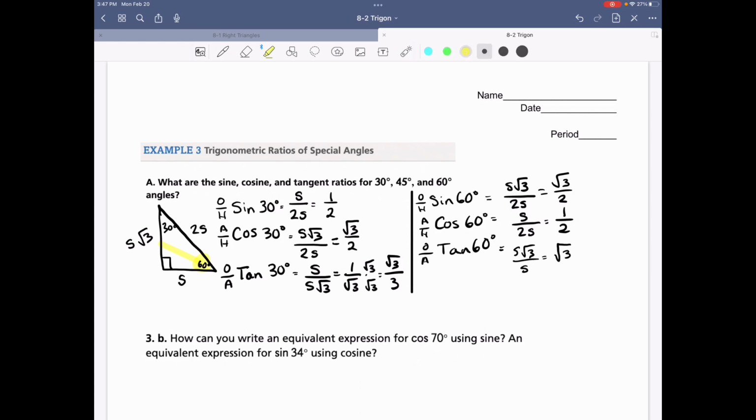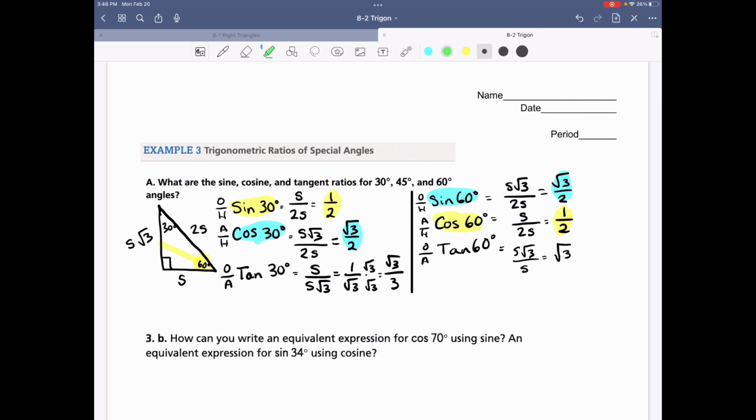So you can see like this 1/2, the cosine of 60 is the same as the sine of 30. And 30 and 60 add up to 90. So that's a property of sine and cosine, that they are equivalent if the degrees add up to 90. Then we have sine of 60, which is root 3 over 2, is the same as the cosine of 30, which is root 3 over 2.